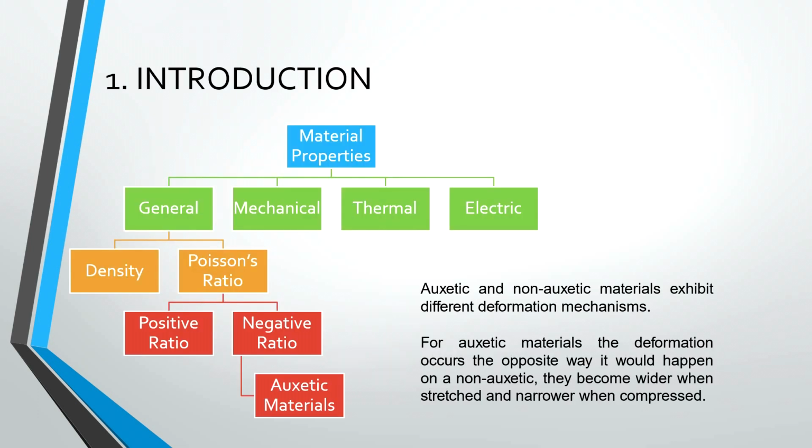Well, the material properties are divided in general properties, mechanical, thermal and electric properties. In general properties we have two examples, density and Poisson's ratio. The Poisson's ratio we divided in positive ratio and negative ratio. The auxetic materials are included in the negative ratio in the Poisson's ratio. Auxetic and non-auxetic materials exhibit different deformation mechanisms. For auxetic materials, the deformations occur the opposite way that it could happen in a non-auxetic material.